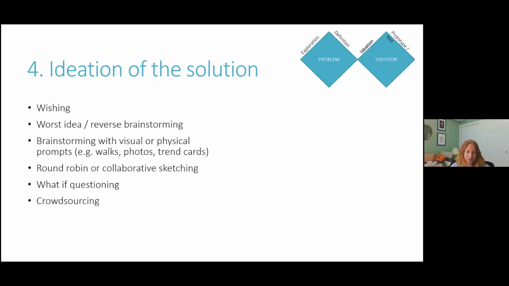The next one is a round robin or collaborative sketching. This can be where you have a piece of paper and you divide it into 3. You might have a group of 5. Each person starts off with their idea, 3 ideas on that piece of paper, and then you move it to the next person, and they might have 3 minutes to add to that idea or ask questions. Then you pass it around until you get it back and you see what that combined idea set looks like.